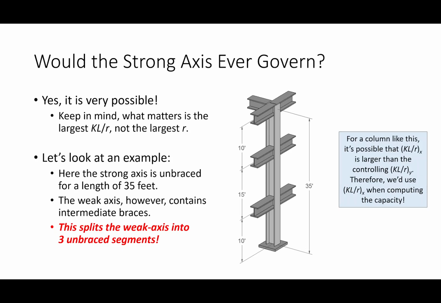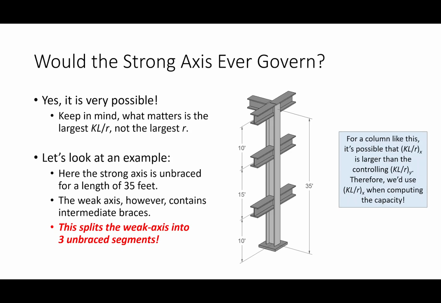I'm sure you've seen columns like that in the main lobby. I'm trying to see if I can find a photo. I'm sure there is, right there in that main lobby. The point I'm making is that the weak axis is split into multiple segments. Let me see. That's exactly what I'm talking about. Yep, so those columns there on the exterior wall.